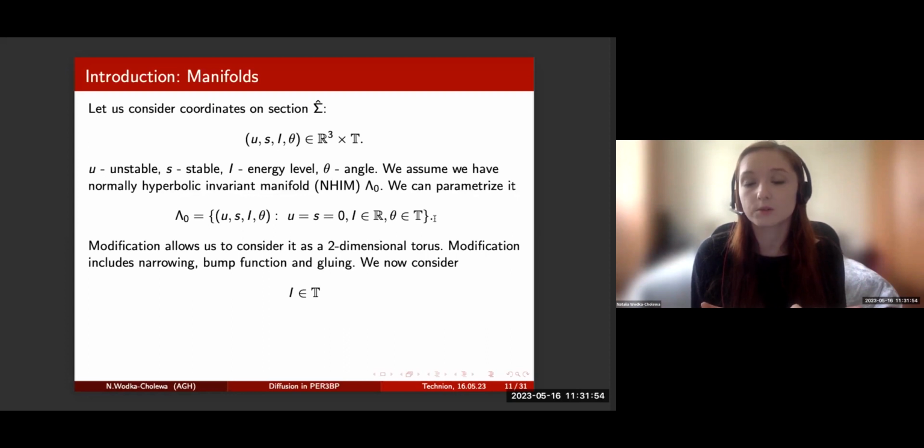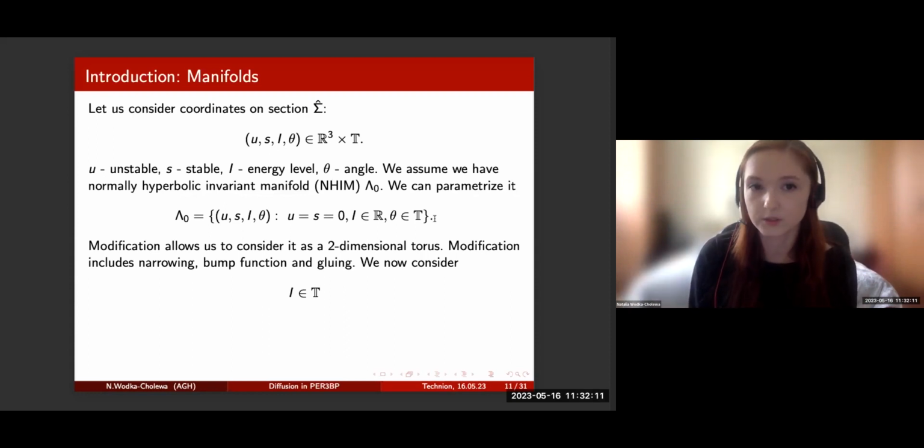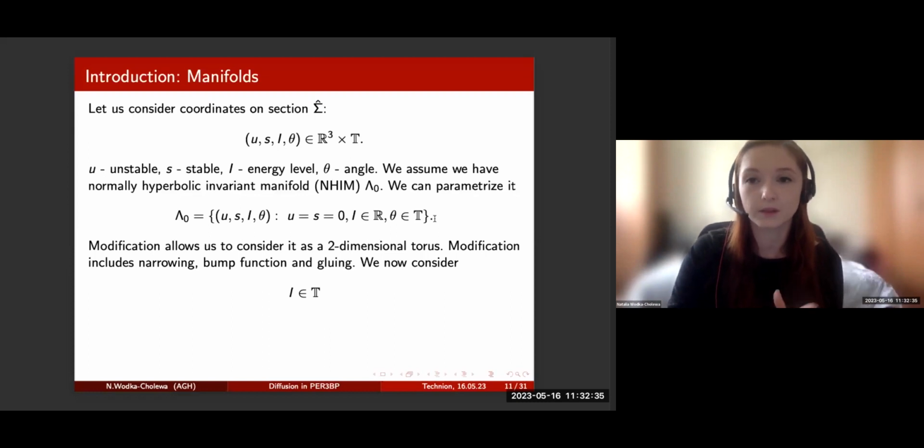And for us, it will be a 2-dimensional torus, because we want to use the standard normally hyperbolic invariant manifold theorem that will allow us to say that after the perturbation we have another manifold, it will be lambda epsilon. So this is a technical thing to do, because we want to have the same invariant manifold after the perturbation. And to do this, you have to consider lambda 0 as a manifold without boundary, and so it will be a 2-dimensional torus. I will say about the gluing later, but it's rather technical.